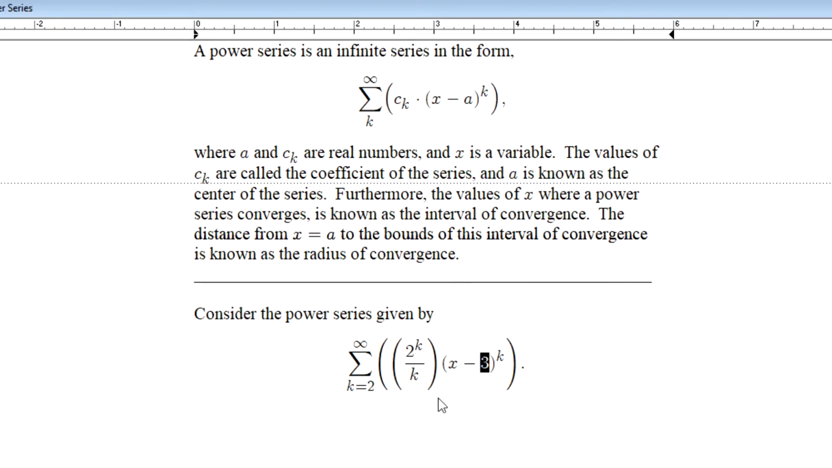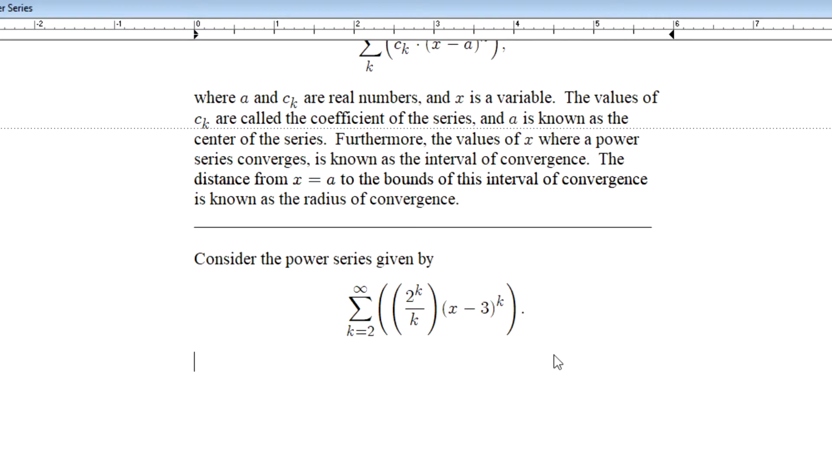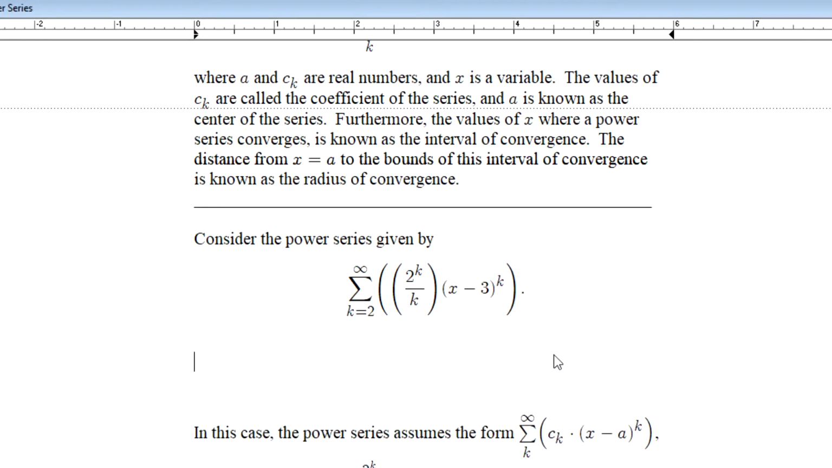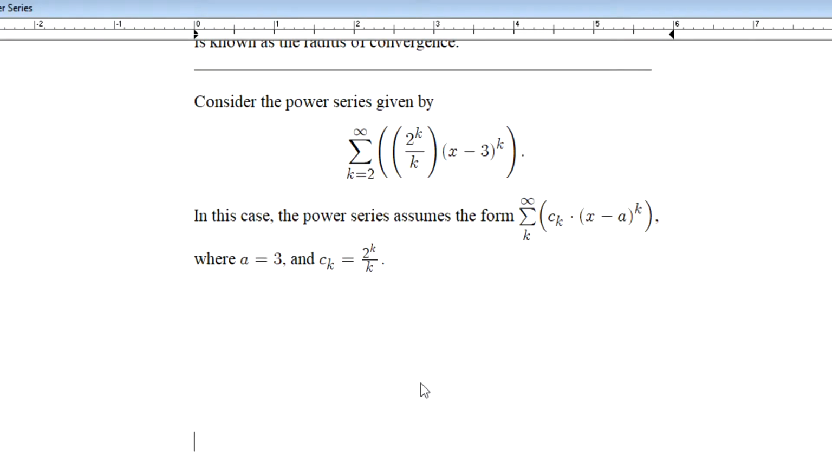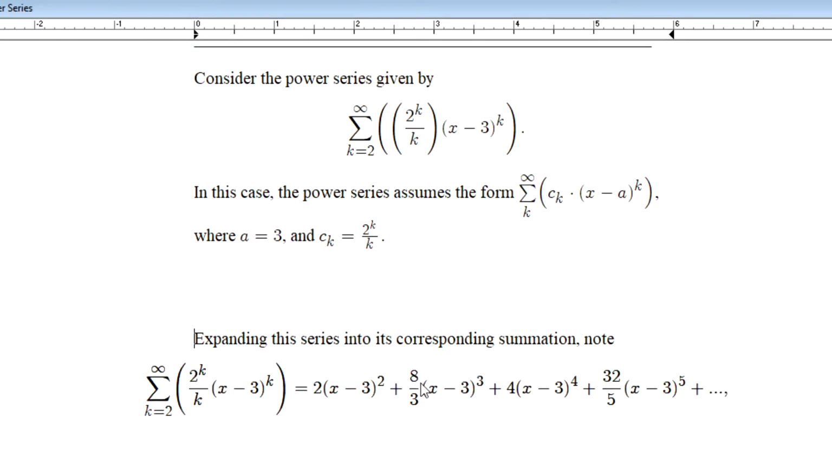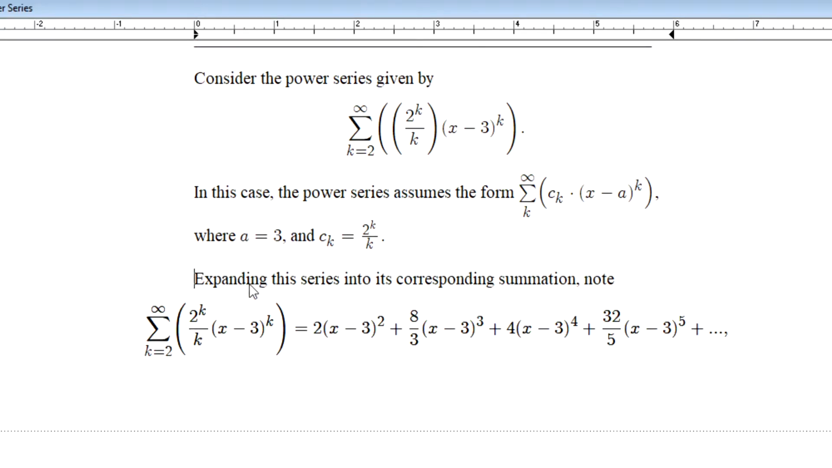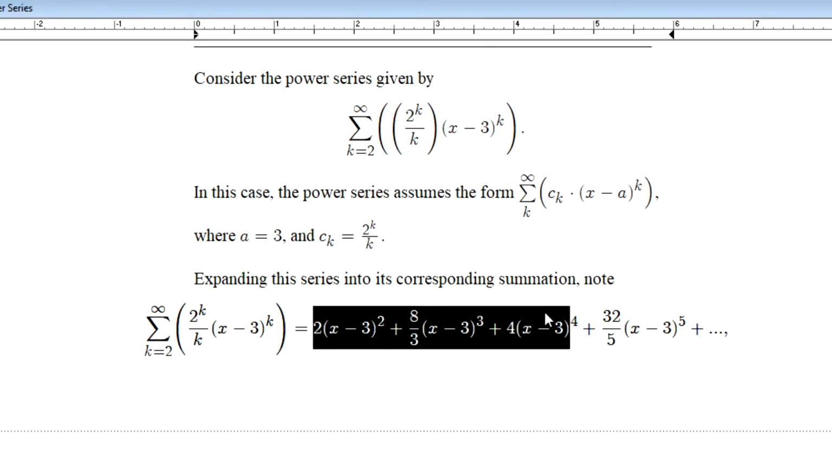The value of 3 is the center, and what we notice is x is a variable value in this series. It's going to remain a variable as we look at the terms of this series. All right? If we bring some of this into view here, again, we point out that we do assume this form where a is 3 and c sub k is equal to this quantity, where I believe now I've expanded to the terms. Expanding the series into its corresponding summation does produce this result here.